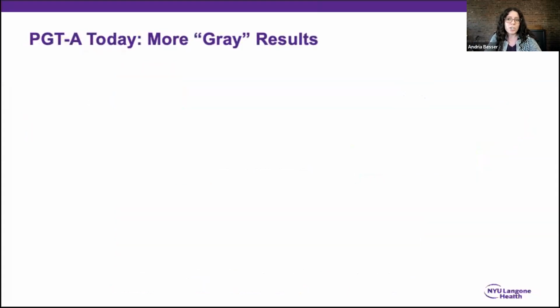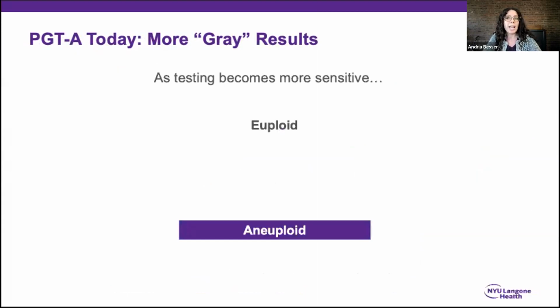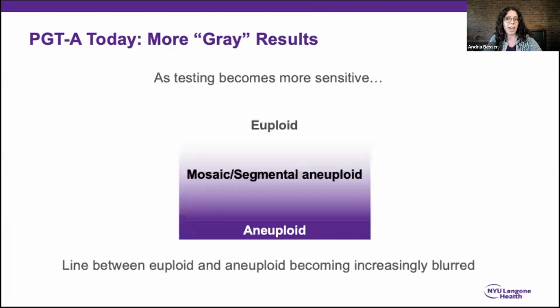So because of this shift towards analyzing multiple cells and increased test sensitivity, we've seen that the type of results that we get have evolved from these kind of binary euploid aneuploid results to more of a gradient, with the emergence of this middle category of mosaic or segmental aneuploid. And I'm really going to be focusing mainly on mosaic results today.